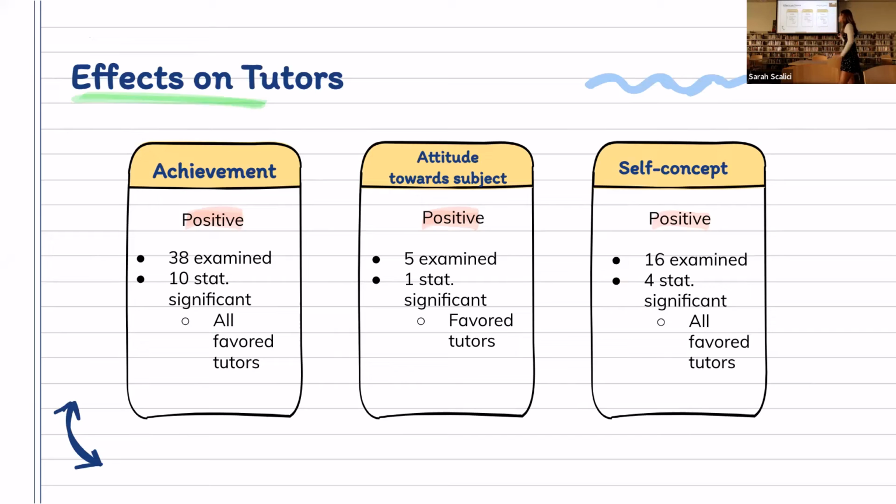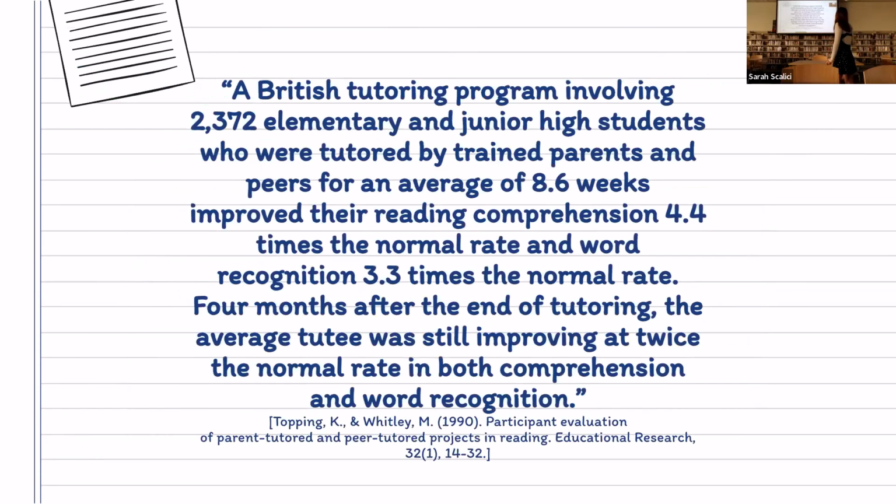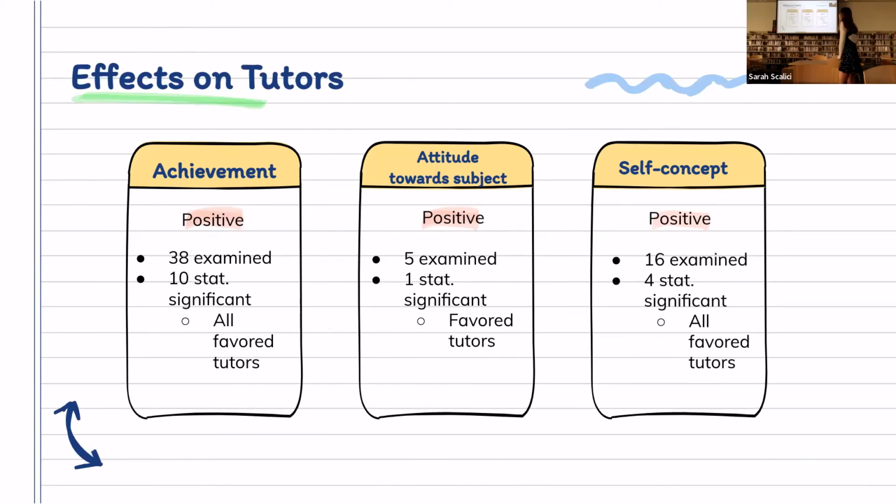So achievement, there's a positive impact on achievement. 38 studies were examined, only 10 were statistically significant, but all of those favored positive growth in tutees' achievement or tutors' achievement. Their attitude towards the subject also showed positive effects. And then their self-concept was also positive, and actually 4 showed statistically significant positive impact.